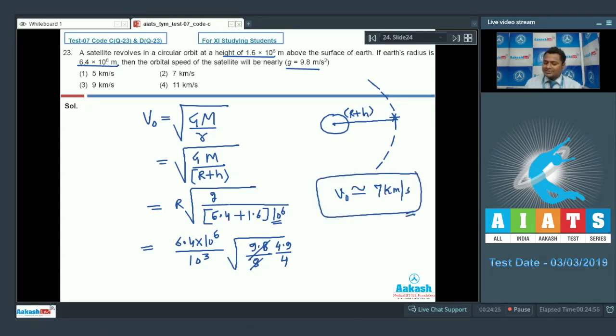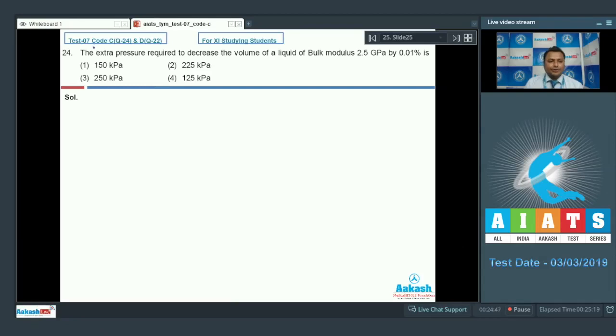So this is our final answer, and if you search the option, we can say that option number 2 is absolutely correct. So we will go with option number 2. Now let us proceed to the next question, that is question number 24. Here is question number 24.